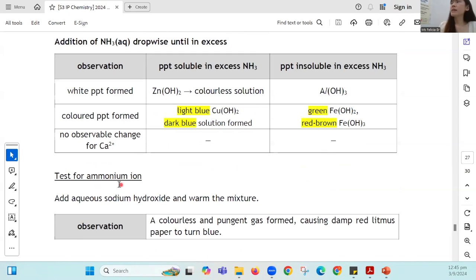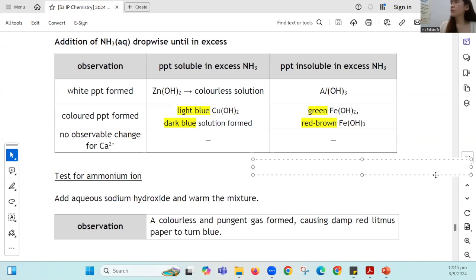Okay, then next there is also the test for ammonium ion, which is you add sodium hydroxide and warm it. Take note that whenever you add sodium hydroxide, it can test different things. It can test for cation, it can test for ammonium, it can also test for anion. Do you know which anion you can also test using sodium hydroxide? Nitrate. So you need to know that there are three things that can be tested using NaOH.